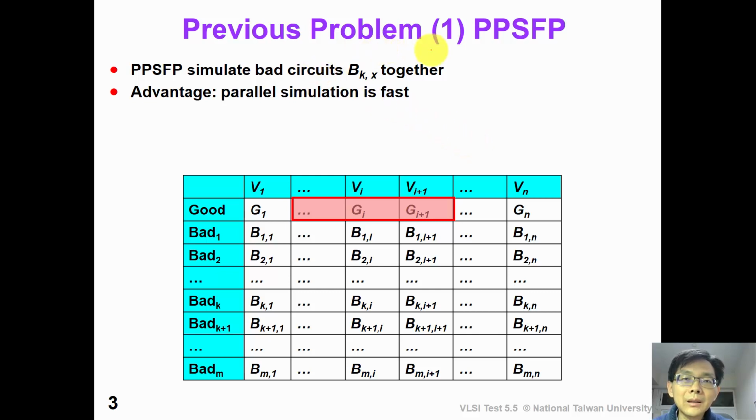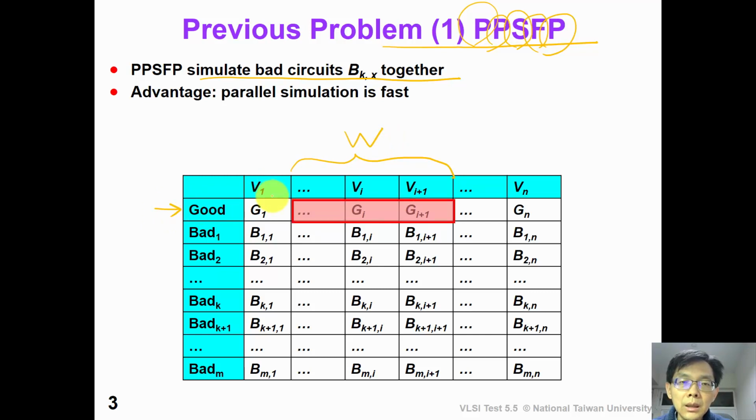Now, as we have discussed before, PPSFP, which means parallel pattern single fault propagation. PPSFP has simulated many versions of bad circuit together. For example, suppose this is our word size W. So PPSFP would simulate W patterns in parallel for the good circuit.